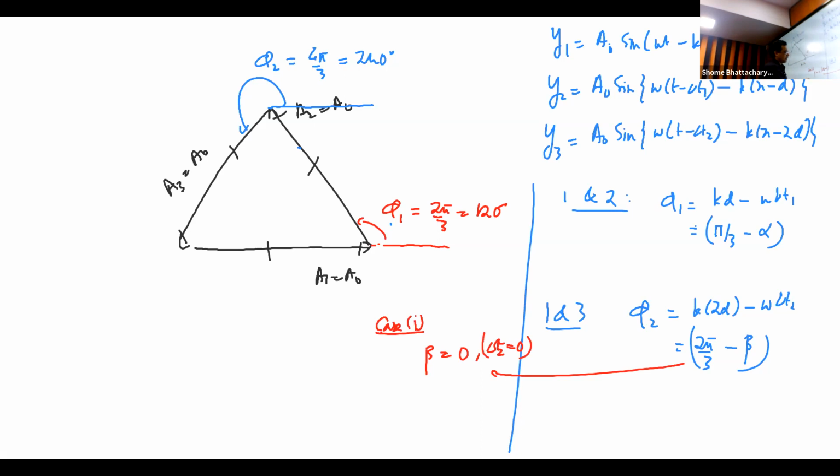So our phi2 becomes 2 pi by 3. But in that case, I will want phi1 to become equivalent to 4 pi by 3. And remember, alpha cannot be a positive quantity here because I'm keeping the time positive.